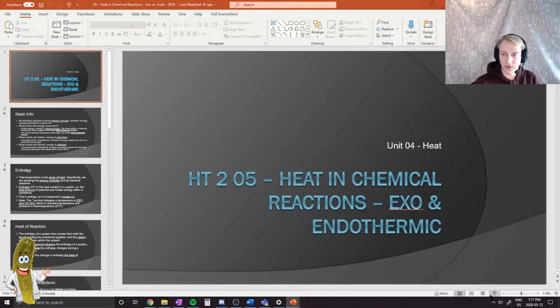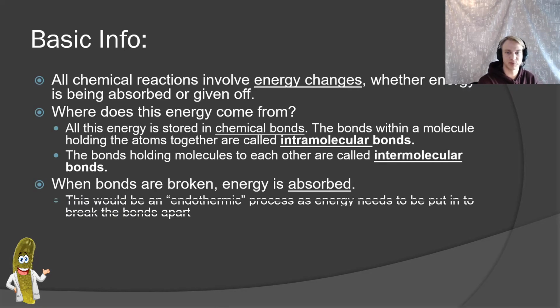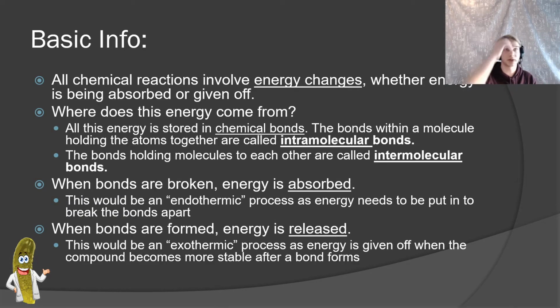So starting off with this first PowerPoint, heat in chemical reactions, exo and endothermic. Many of you likely have experience with exo or endothermic reactions. You just weren't aware of that terminology before. Basically, exothermic means that energy is being released or heat is being given off. That would be something like if you're boiling water, heat is being given off in the form of steam. You're feeling that heat coming off of it. That would be an exothermic process.